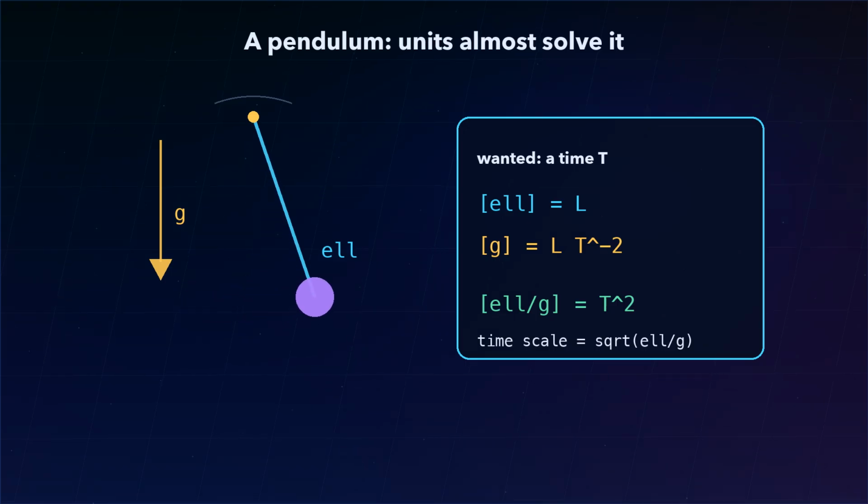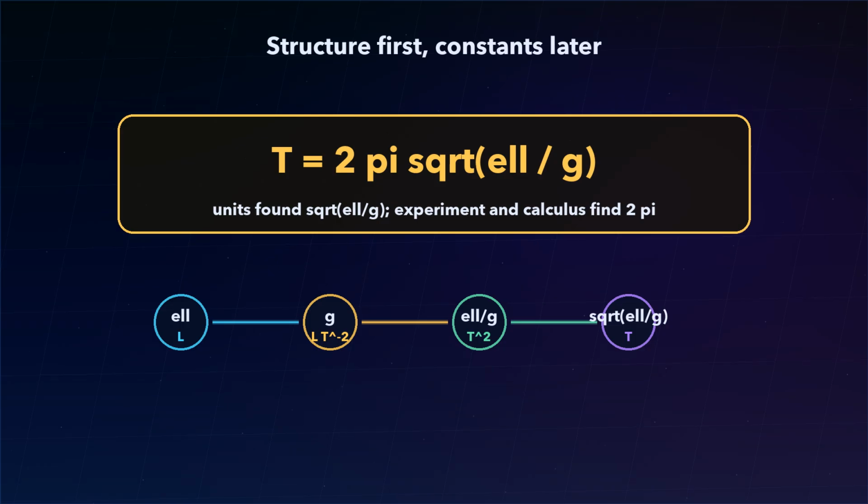The full formula has a number in front: T equals 2 pi times the square root of L over g. Dimensional analysis did not find 2 pi, but it found the shape of the answer before calculus began.